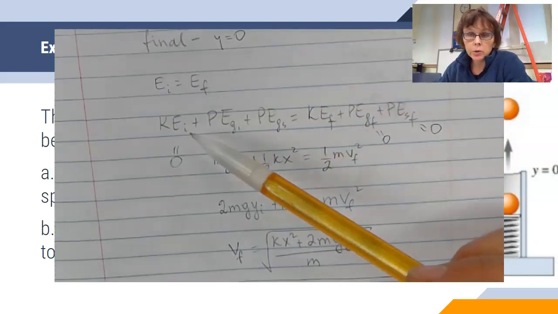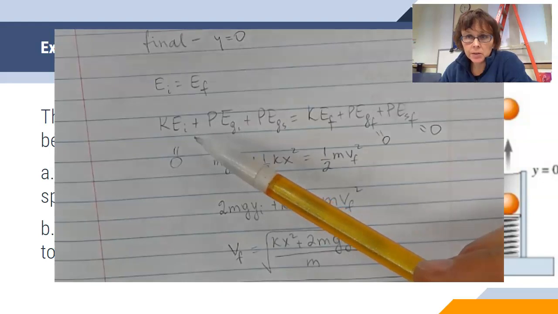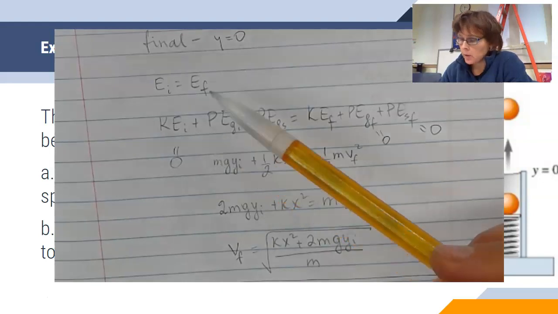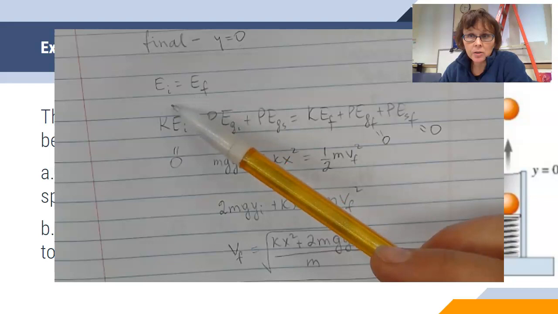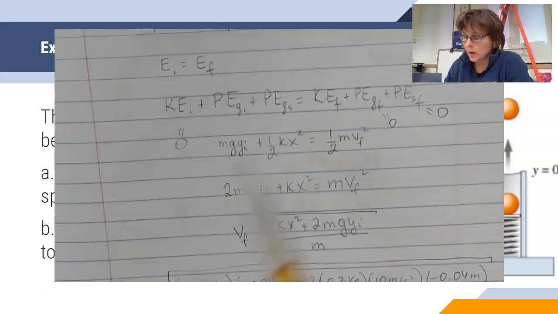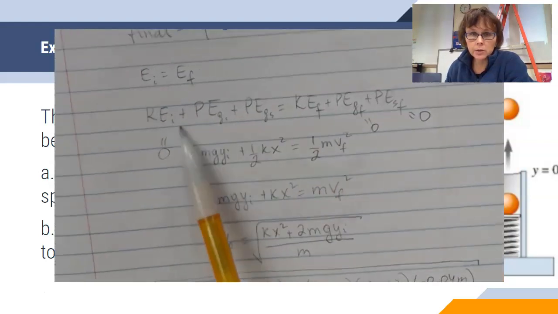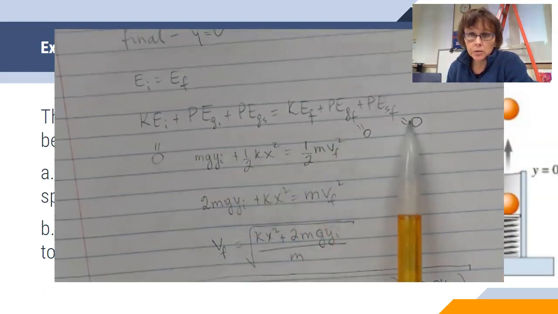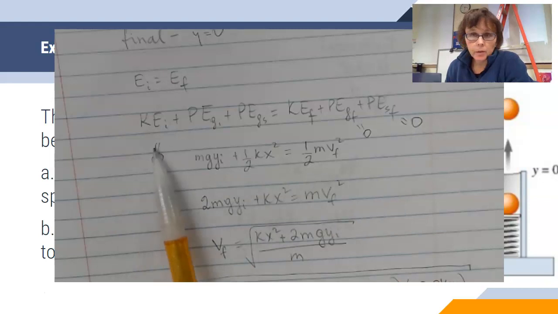Again, we don't have non-conservative forces acting on the system. It's a closed system, so the total mechanical energy is conserved. Initial energy equals final energy. Again, all 3 kinds of energies are in our general statement, and usually some of the energies will be equal to 0.